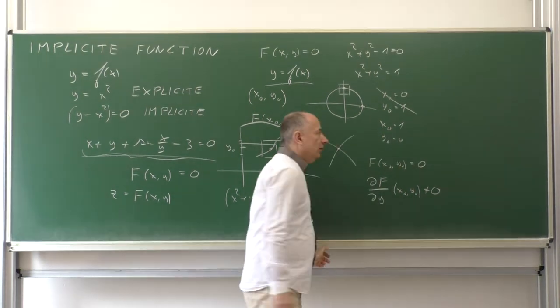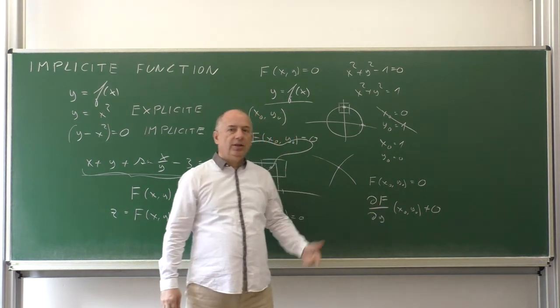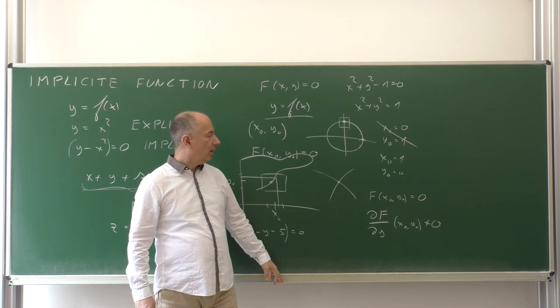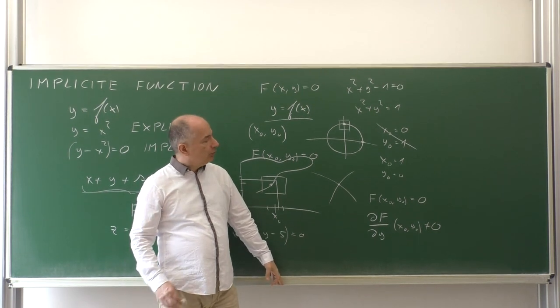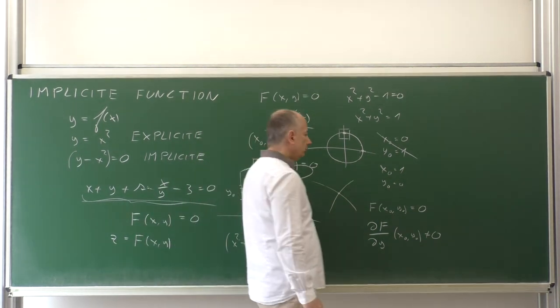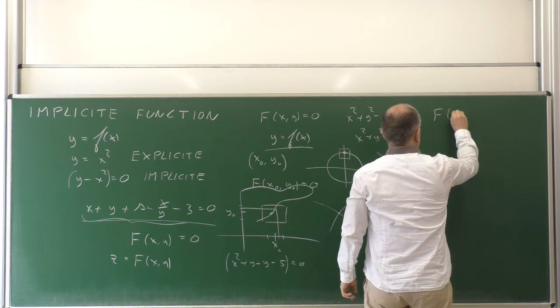Well, so if we know what an implicit function is, if we know the condition that it exists, we want to find some properties of the implicit function. It would be nice to be able to find the derivative of the implicit function.